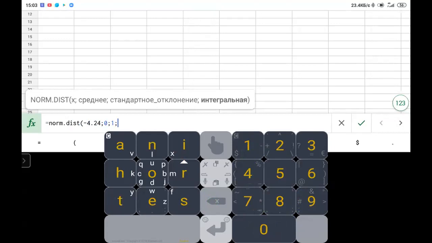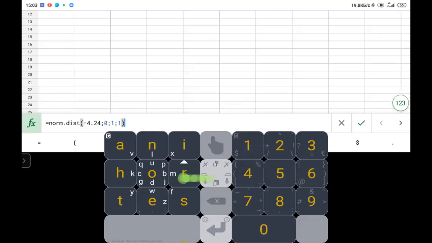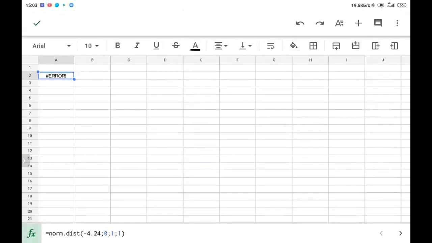We want to take the whole area to the left of my Z value. And for that, I will use this cumulative. So if you have negative Z, you use this formula, normal distribution with your Z value, 0, 1, 1. If you have positive, it will change a bit. We will come to that. So we can just calculate it.